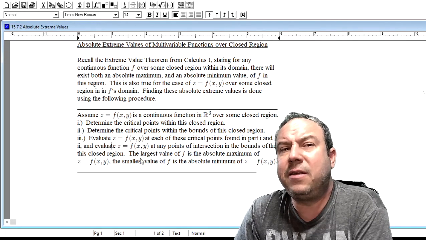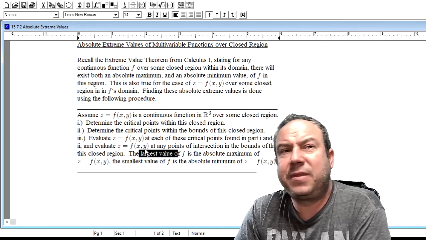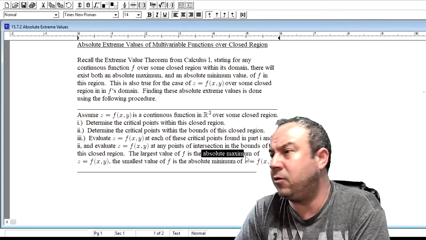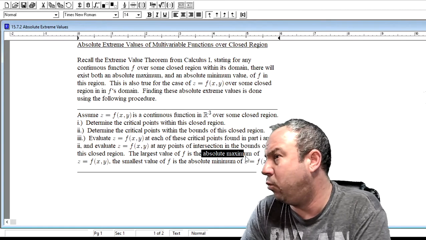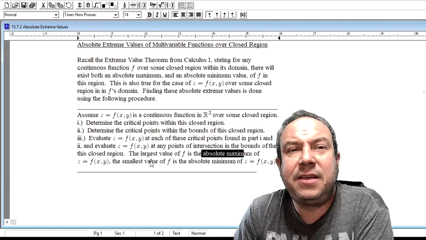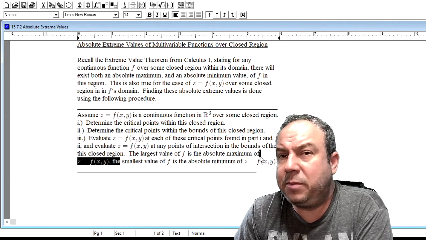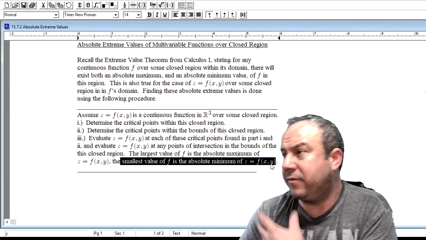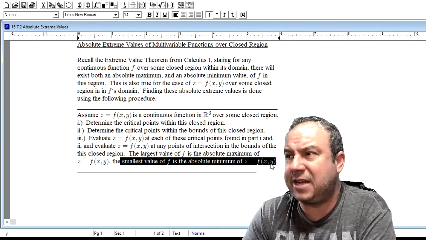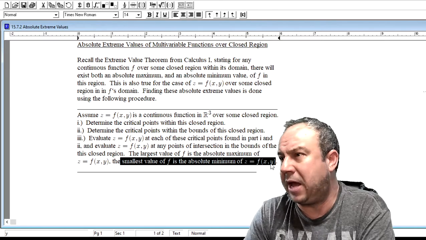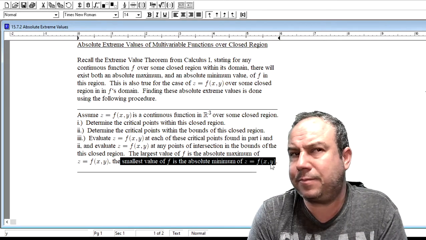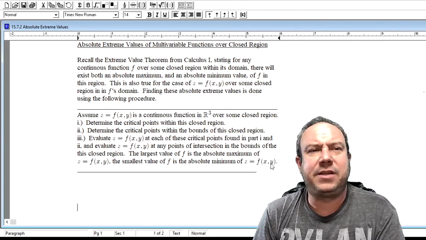And what you will then do is interpret. The largest value of f will be the absolute maximum value, and wherever that occurs is where we would say it happens in the domain. The smallest value of f is going to be your absolute minimum value, and wherever it occurs will be where that absolute minimum value occurs in our domain, this closed region of space. All right. Let's look at an example.